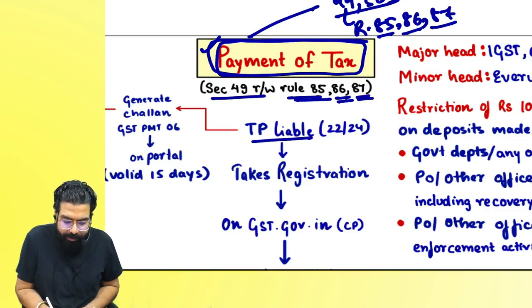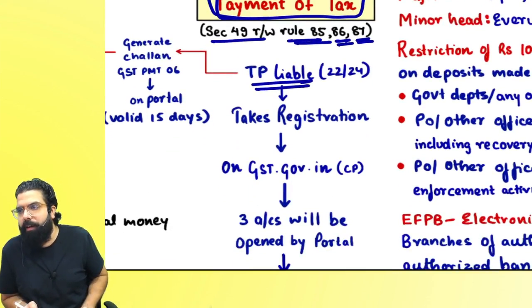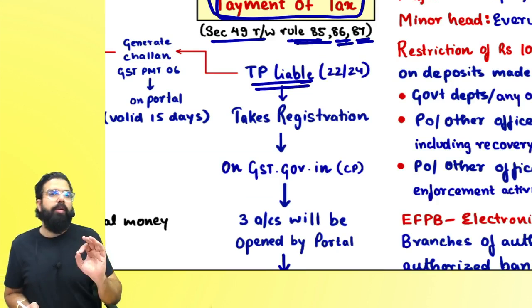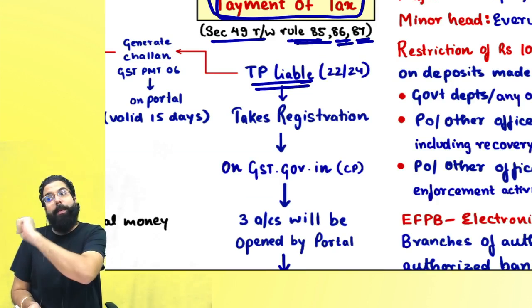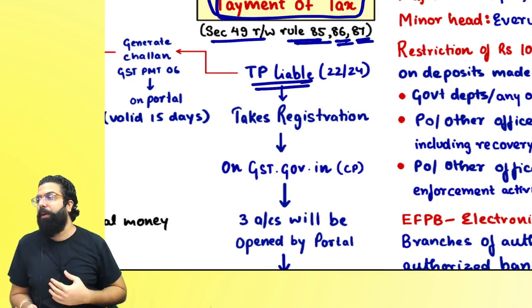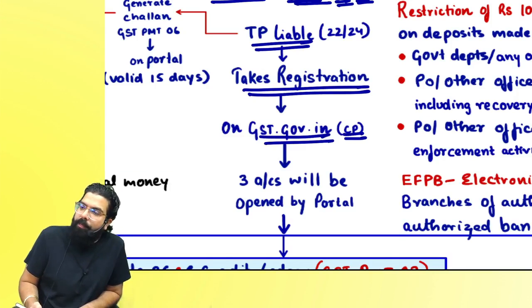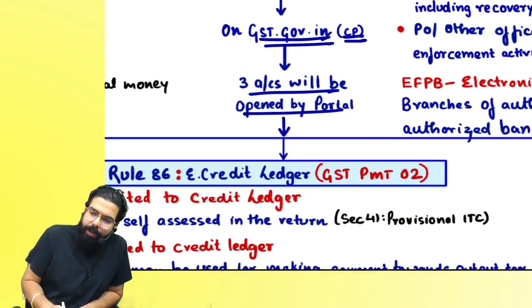So if you are a taxable person, you are liable to take registration under section number 22 or 24. Section number 22 में 4 people are liable. Section number 24 में creations are liable to take registration. Then they will go online and take registration on the common portal, that is gst.gov.in. Then portal will open 3 accounts for him.